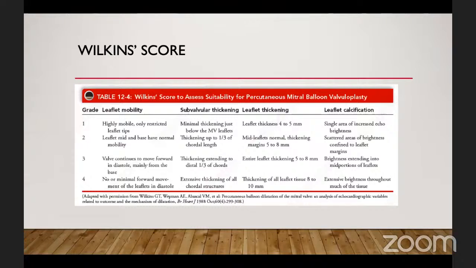An important concept to know is what's called the Wilkins Score. This is used when we want to decide whether the patient is going to go for a mitral valvuloplasty, or for a valve replacement or surgery. You assess the patient using this score: three leaflet parameters and one subvalvular parameter. The subvalvular parameter is subvalvular thickening, and then you assess leaflet mobility, thickening, and calcification. Based on your assessment, you give the patient a score, and with a score of more than 8, the patient will more likely benefit from surgery rather than a balloon valvuloplasty.